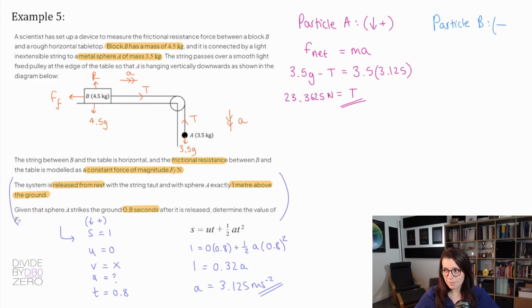We can then use that information when we resolve forces for particle B. For particle B, I'm taking the right as positive. I'm going to do F net equals ma, and that's going to be T minus the frictional force that we want to find is equal to the mass of block B times the acceleration. I'm going to sub in the T value from particle A, so 23.3625 minus FF equals 14.0625, and then we can solve for FF, 9.3, and we're done.